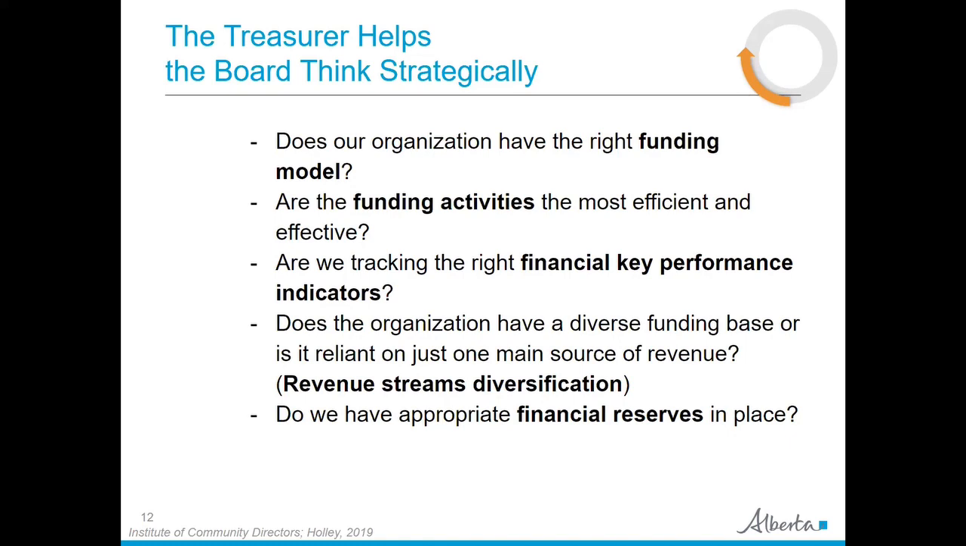Are the funding activities that we are undertaking the most efficient and effective? Are we tracking the right financial key performance indicators? In other words, are we tracking the right metrics? Does the organization have a diverse funding base, or is it reliant on just one main source of revenue? This is basically revenue streams diversification. Do we have appropriate financial reserves in place in case something goes wrong?